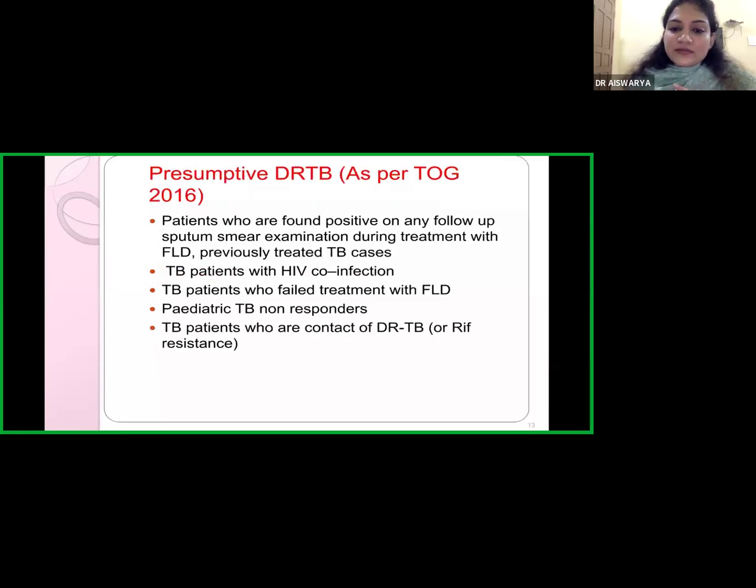Then presumptive drug-resistant TB. When will we suspect a patient to have drug-resistant TB? If any patient is found to have a positive smear on follow-up during treatment on first-line therapy, or any patient previously treated for TB, TB with HIV infection, a TB patient who failed treatment with first-line therapy, pediatric TB non-responding cases, or any patient with exposure to a drug-resistant TB case. So these are the patients in whom we need to suspect drug-resistant TB.